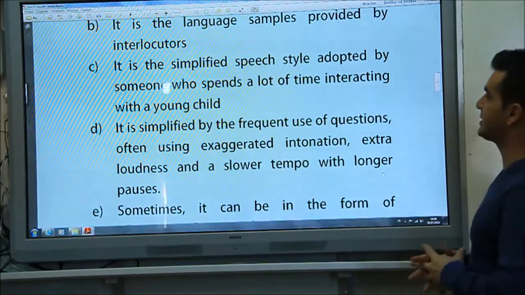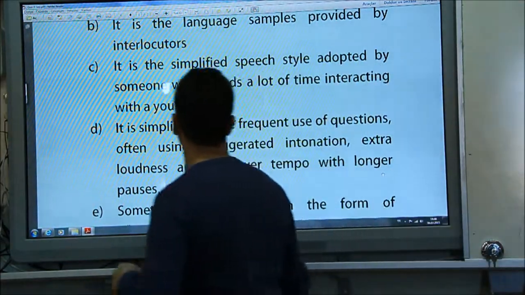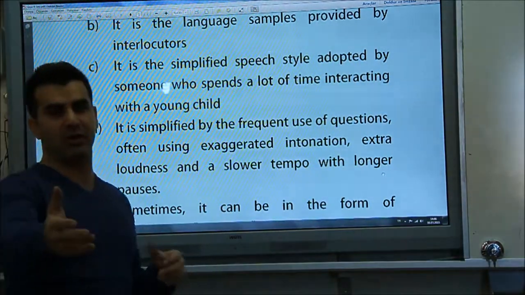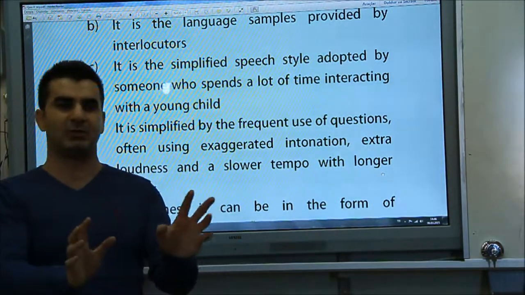So, a simplified speech style is adopted by someone who spends a lot of time interacting with a young child. For example, you've got a young child, a baby, a sweet baby.